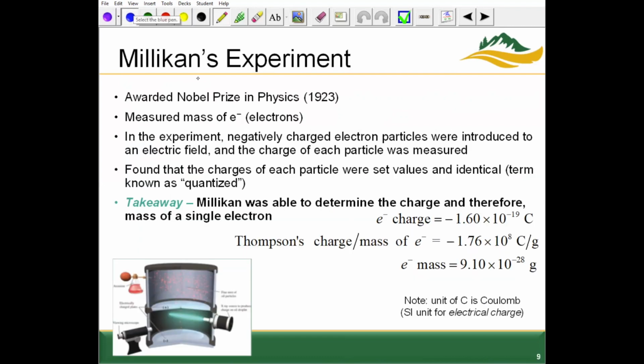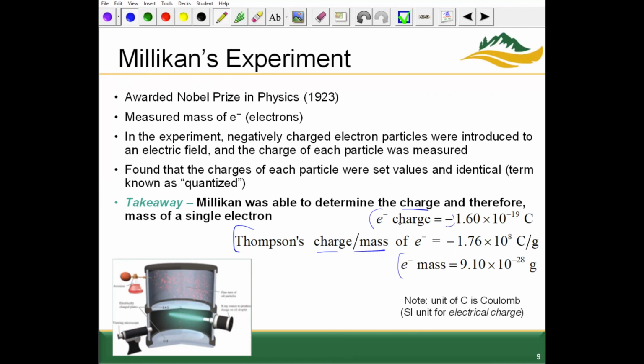Now, what Millikan was able to do, based on the discovery of Thomson, remember Thomson was able to get a charge to mass ratio, but he wasn't able to nail down the specific mass or the specific charge. Thomson just found out that electrons have a negative charge to them. Millikan, however, his main takeaway is he was able to actually determine the specific charge of an electron.